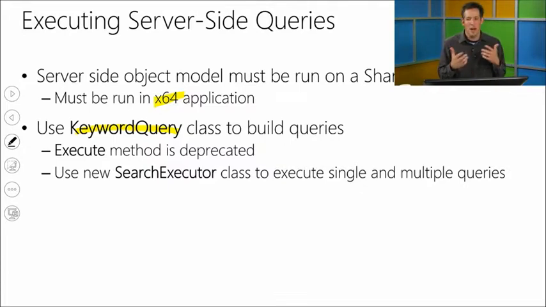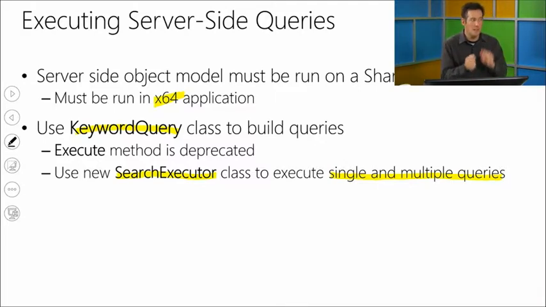Now, there's a little bit of good news, bad news here: the Execute method is deprecated, and it's been replaced by SearchExecutor. What's nice about SearchExecutor is that we can use it for single or multiple queries. That's the good news. The bad news is it's a little bit counterintuitive, I think. If you're simply using IntelliSense, and you go, oh, okay, cool, KeywordQuery, and you build up your query, and then you grab your object, query dot, and you see Execute, you're immediately going to assume, oh, okay, cool, that's how I execute my query.